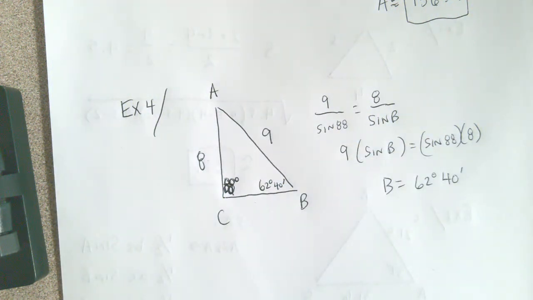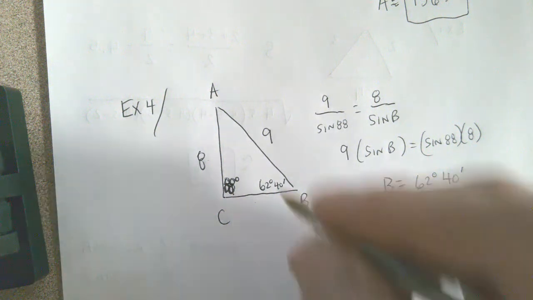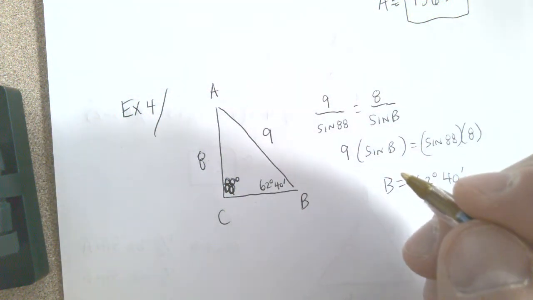Now we can pretty easily find angle A. We can take 180 minus 88 minus 62 degrees, 40 minutes. And I'm getting, everybody getting 29 degrees, 20 minutes?